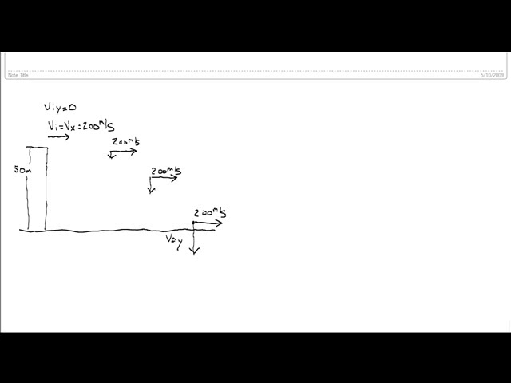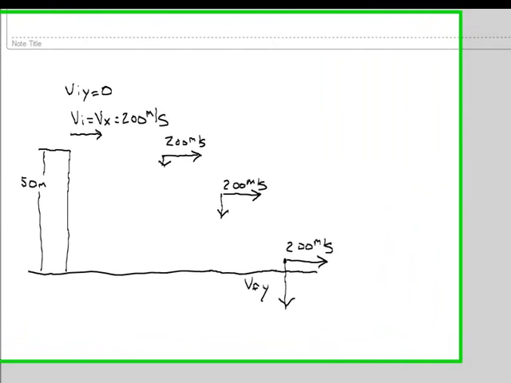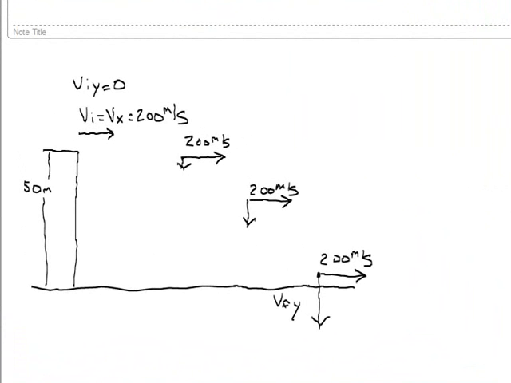A projectile is launched horizontally at 200 meters per second from a 50-meter high cliff. First, let's draw the diagram of this problem. As we can see, the initial velocity is 200 meters per second in the x direction. This means that initially there is no y velocity.